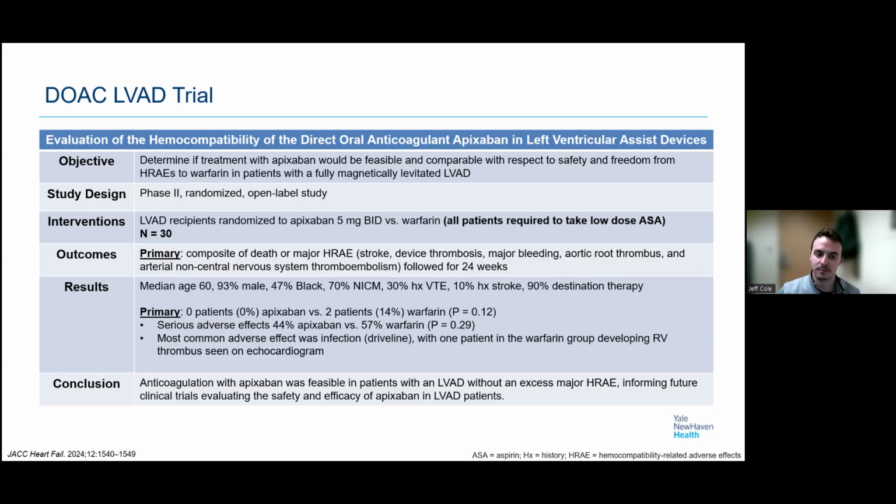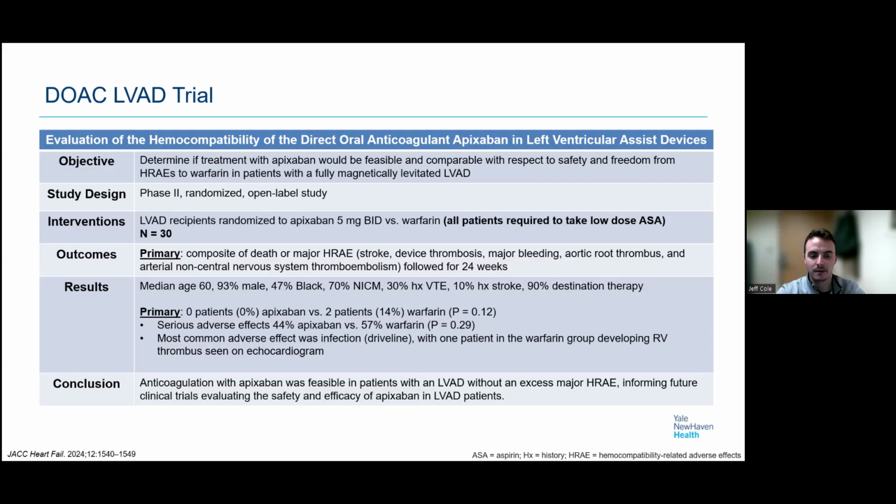The sample size was relatively small, 30 patients: 16 patients got apixaban versus 14 patients that got warfarin. The primary outcome was a composite of death or major HRAE, followed for 24 weeks or 6 months. The patient population was mainly male with a higher percentage of Black patients, around age 60, most with non-ischemic cardiomyopathy, and 9 of these patients were for destination therapy.